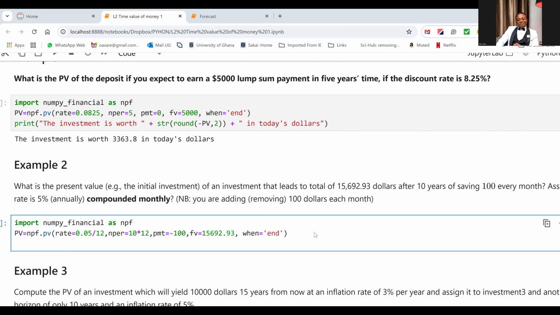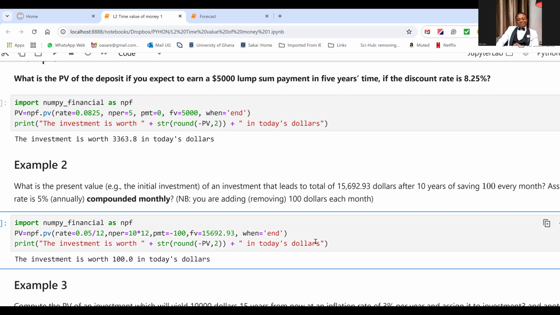So we are going to print our answer. I can say print, blah, blah, print the investment is worth plus string. I put a string around the investment and make sure that my present value is negative. I correct it to decimal places, and I want the answer to be printed in today's dollars. So you run this, and it is $100.